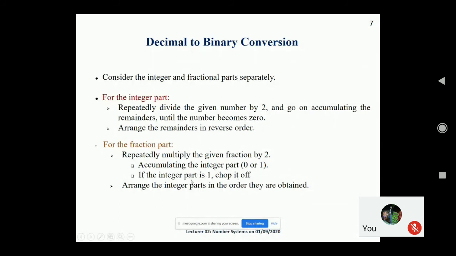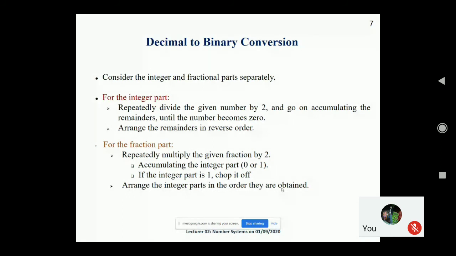That way we go on. When 0 comes, and we multiply any number with 0, obviously it is 0. At that time we stop there. Remember, when we talk about the fractional part, arrange the integer parts in the order they are obtained. But remember, here we do not use any reverse order. We maintain the sequence.